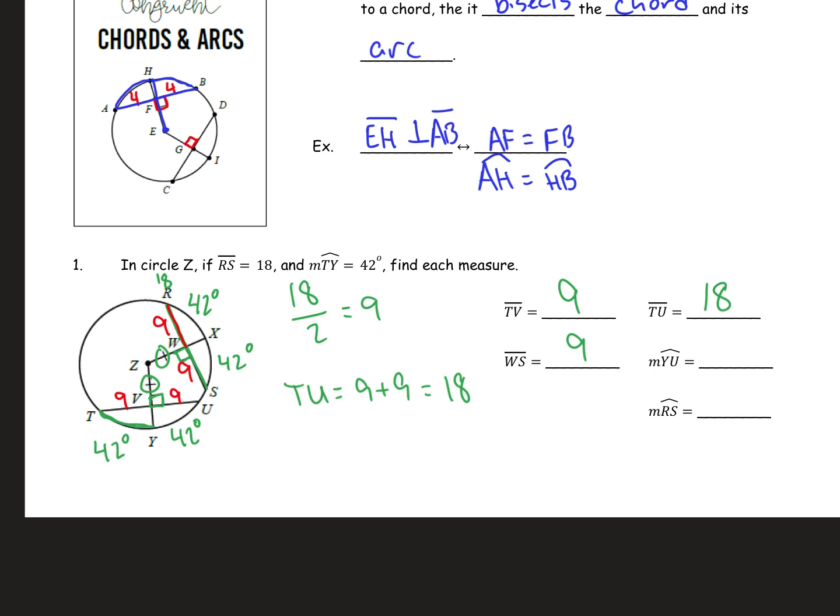We're also going to find the measure of arcs, the measure of arc YU. Y is here, U is here. I want that arc. It's 42 degrees. Remember, arc YU is just that portion of the circle right there. Then we want to find the measure of arc RS. Arc RS starts at R, goes around to S. This is just like what we did in 10.2 last week. This is adding together parts of an arc. There's a 42 here and a 42 here. The measure of arc RS is equal to 42 plus 42. That's 84. Done. That's it.